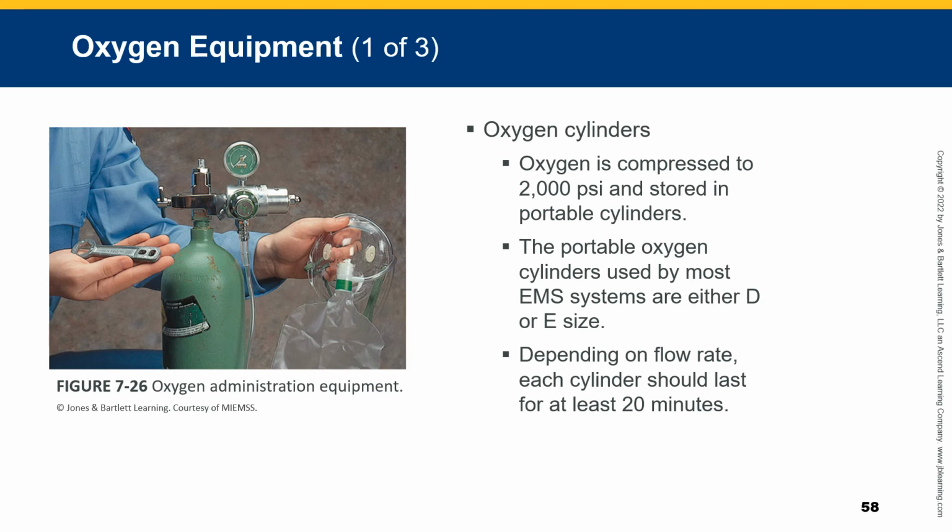Oxygen cylinders must be marked with a green color, and the entire cylinder may be green, or there may be green striping on it, and it must be labeled as medical oxygen. Depending on the flow rate, each cylinder should last for at least 20 minutes, but may last for hours if the flow rate is as low as 1 to 2 liters per minute.